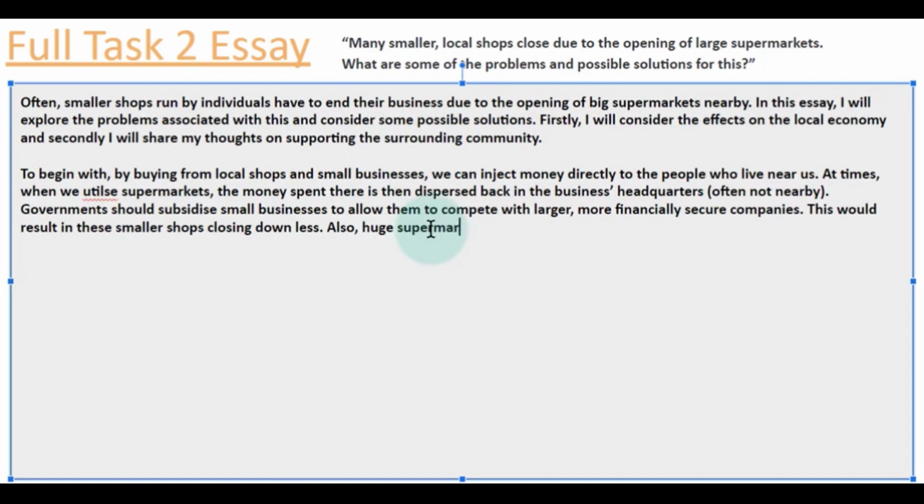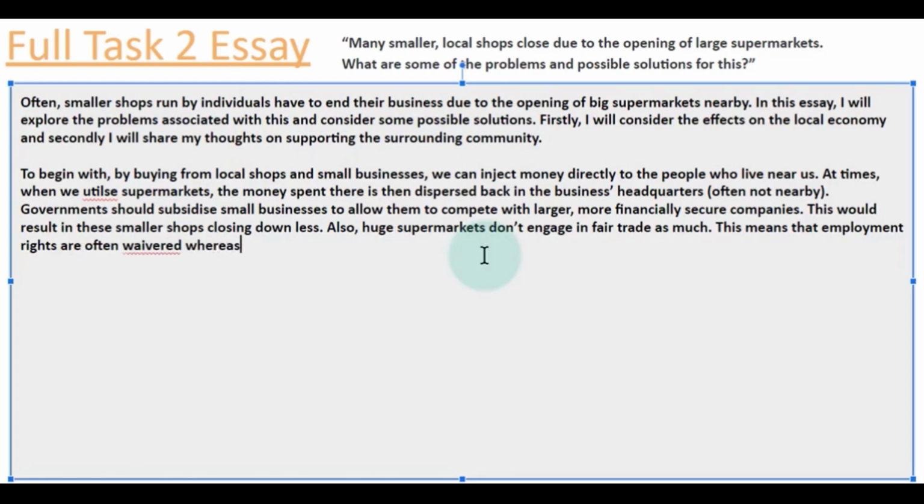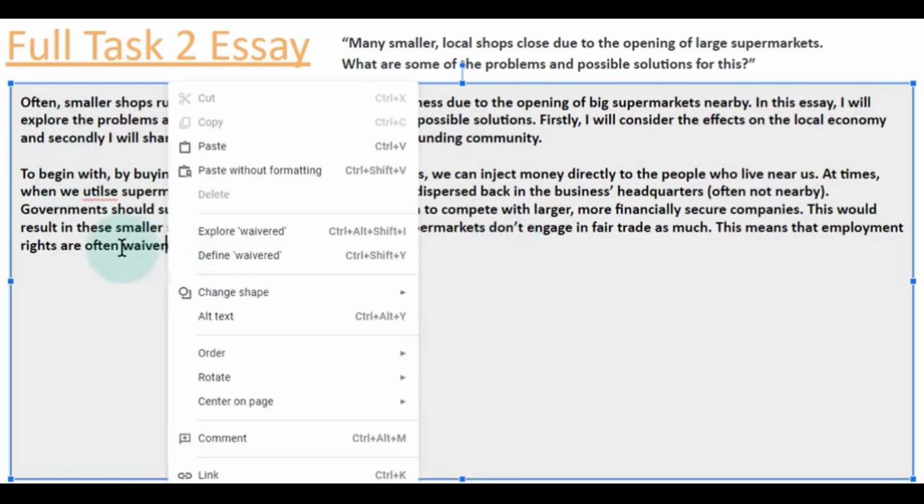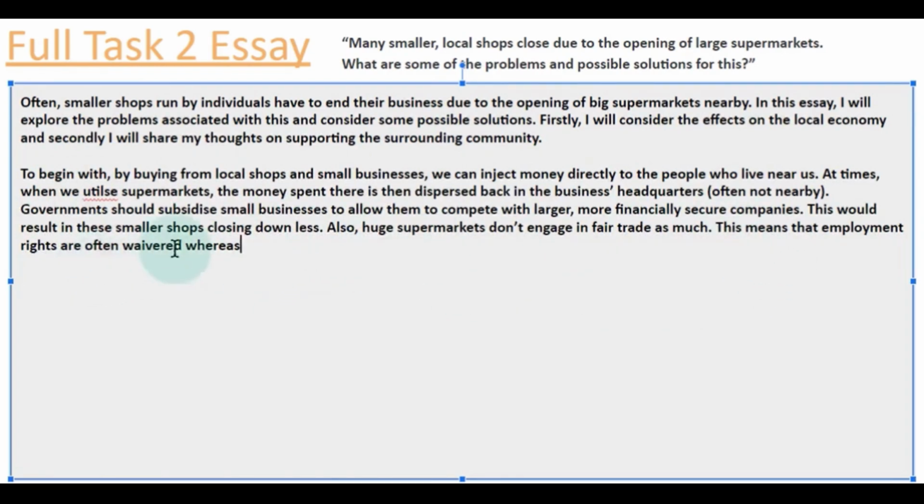Okay, also, huge supermarkets, I'm not saying large or big, huge supermarkets don't engage in fair trade as much. This means that employment rights are often, I'm actually just going to write the problem here. Also, huge supermarkets don't engage in fair trade as much. This means that employment rights are often waived. Whereas, this means that employment rights are often waived.